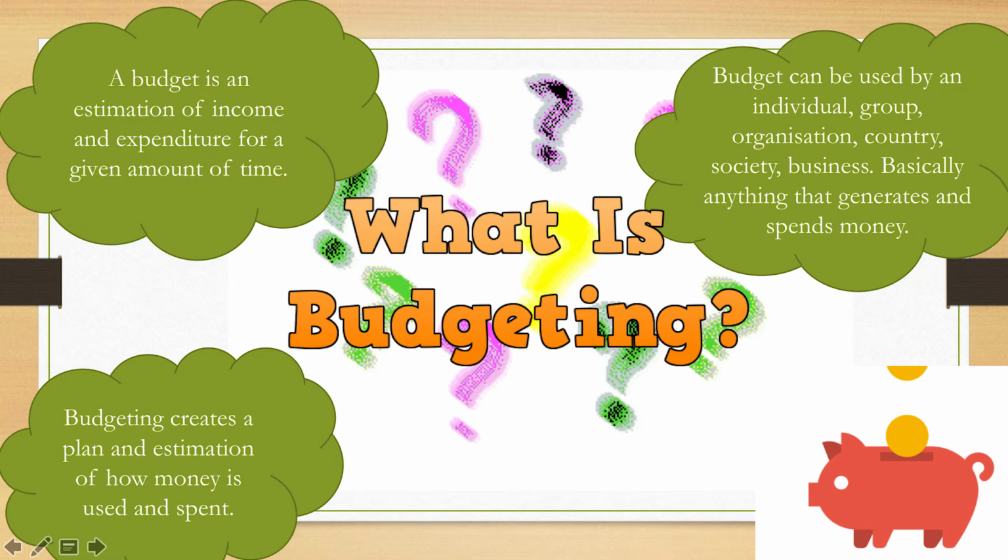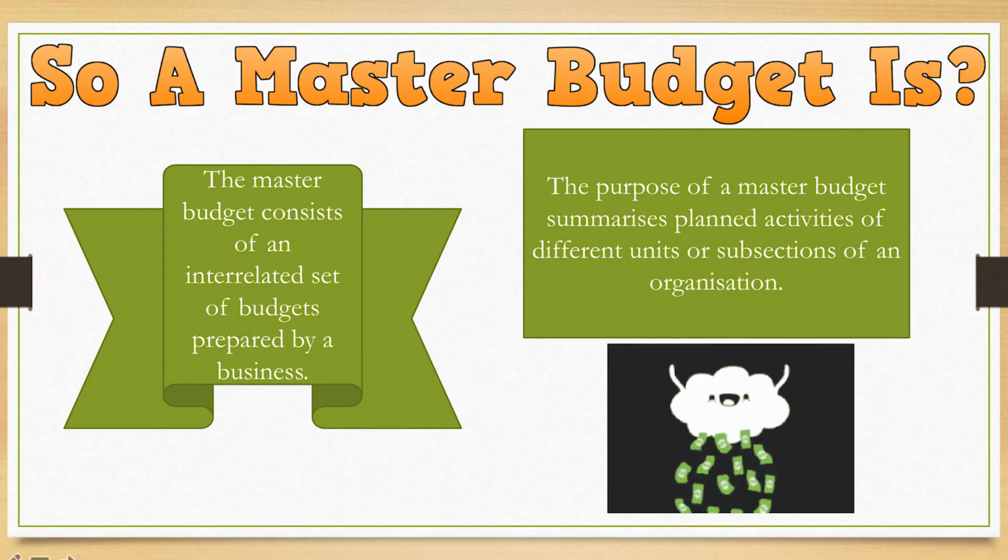A budget can be used by an individual, group, organization, country, society, business, basically anything that generates and spends money. Budgeting creates a plan and estimation of how money is spent and used. So we have talked about what a budget is, but what's a master budget?